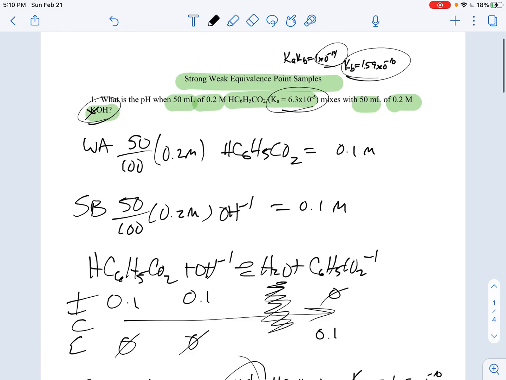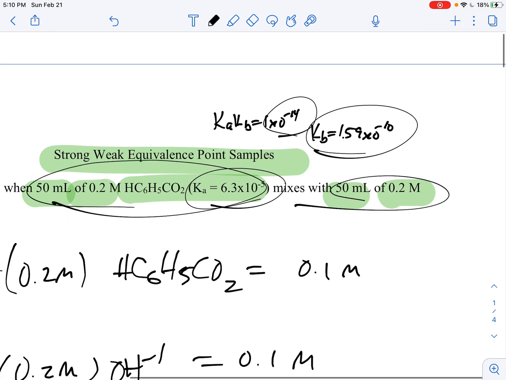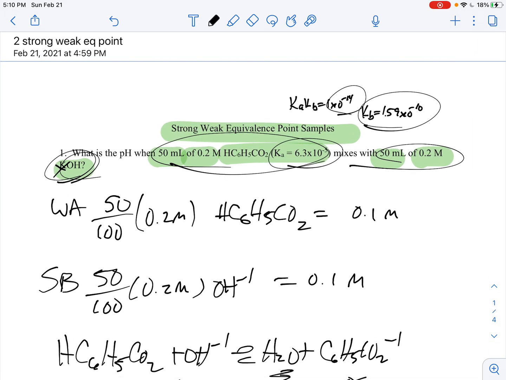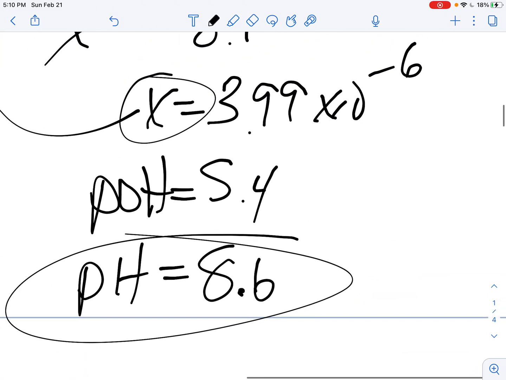pH of 8.6, which again makes sense that it's slightly basic because we are doing a weak acid with a strong base that's here, and we are doing it to the equivalence point. So the strong base is going to win in equal amounts with the weak acid that's there, which is why we end up with a slightly basic pH.